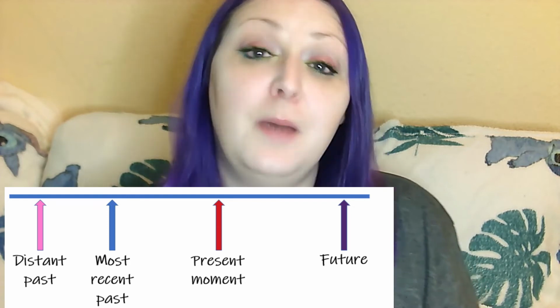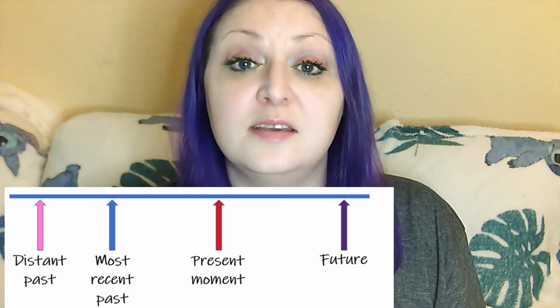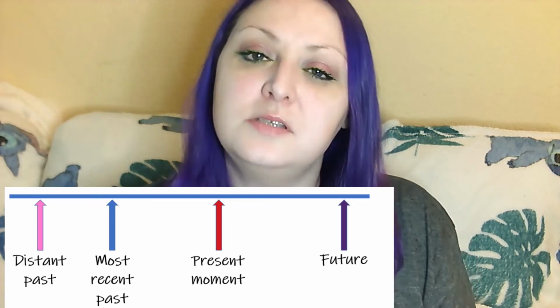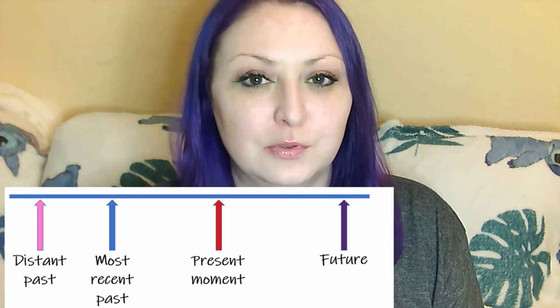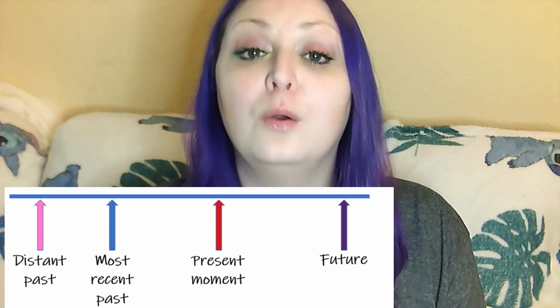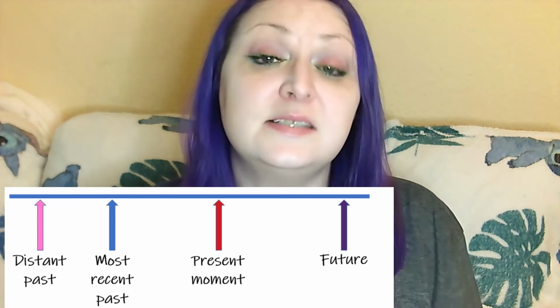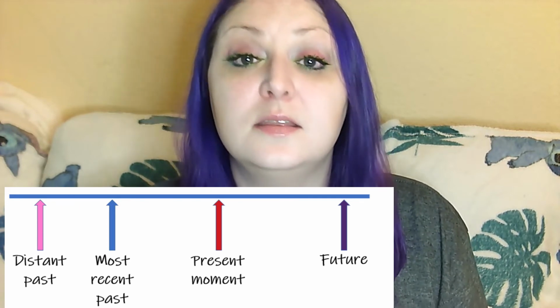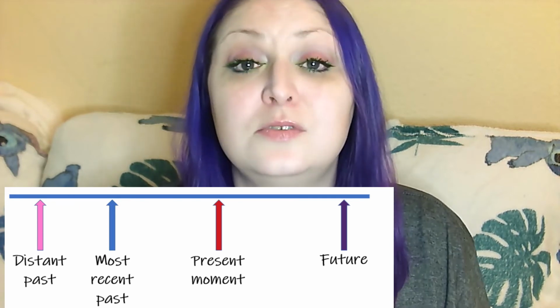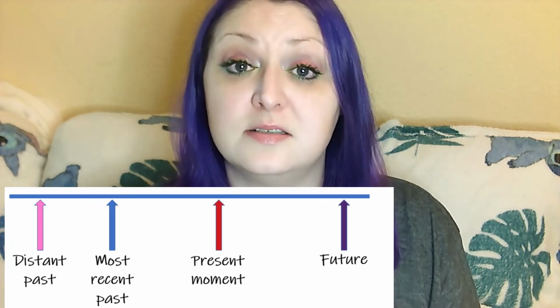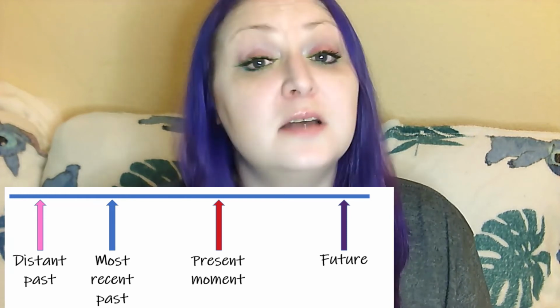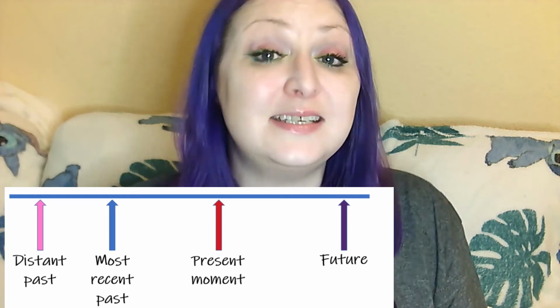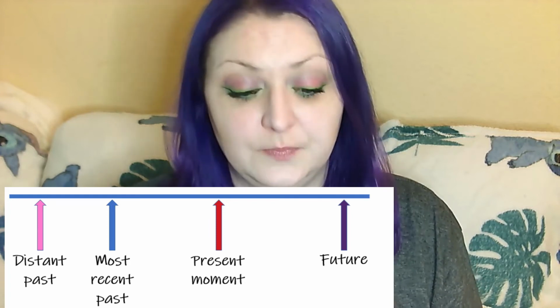So if the past simple on its own is used to tell a narrative, how do we use the past perfect simple to tell a narrative? Well, the easiest way to describe this is the past simple on its own is used to describe the most recent past situation, and the past perfect simple is the most distant past situation.